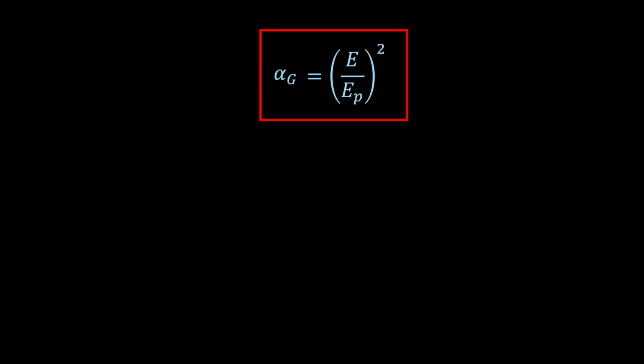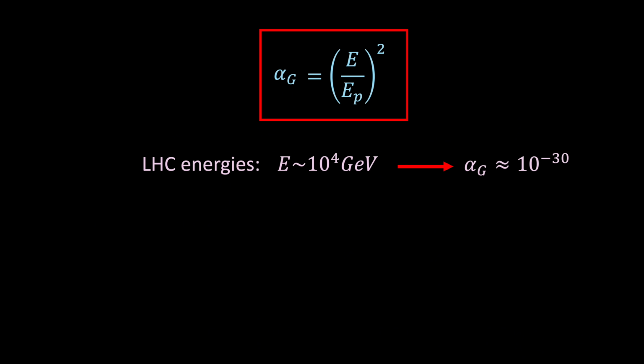If, for example, we consider LHC collision energies of order 10 to the power of 4 gigaelectronvolts, this gives a gravitational coupling strength of order 10 to the minus 30, a tiny number, effectively zero, and an indication that quantum gravity effects are negligible at current collider energies. But as the energy approaches the Planck energy, the coupling strength approaches 1.